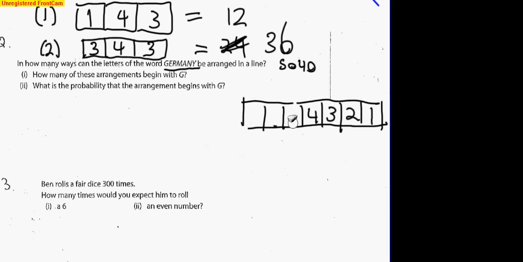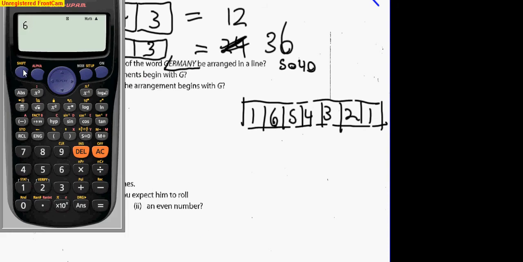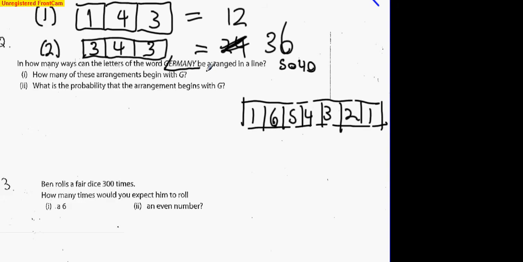Now, for the next one, it goes, how many of these combinations begin with G? If you have to choose G, that means you only have one choice to begin with. You have to choose G. After that, you can pick any letter you want. So there's 6 letters remaining. So you have 6, 5, 4, 3, 2, and 1. Once again, this is 6 factorial this time. And you get 720. That's what you'd expect. 1/7 of them begin with G.